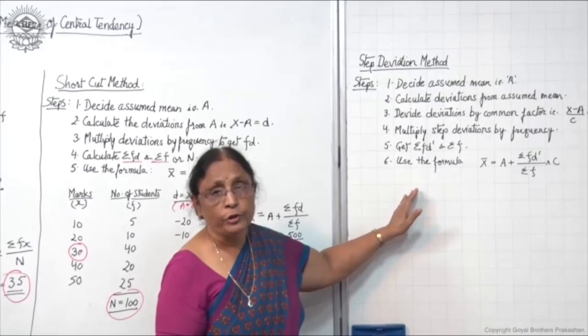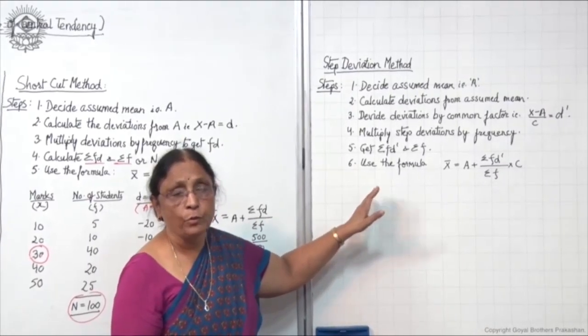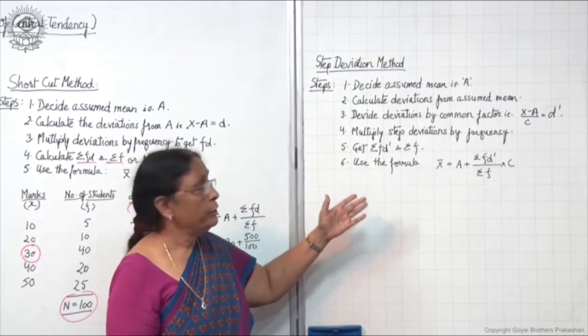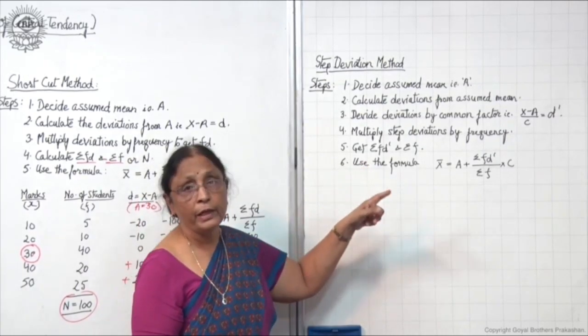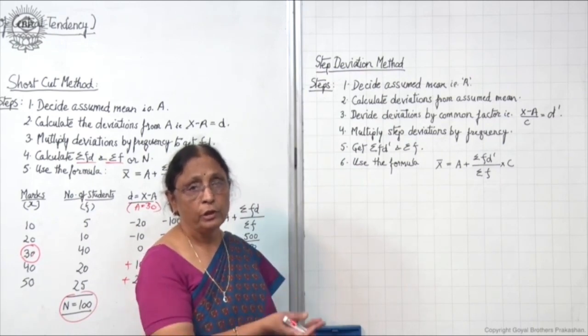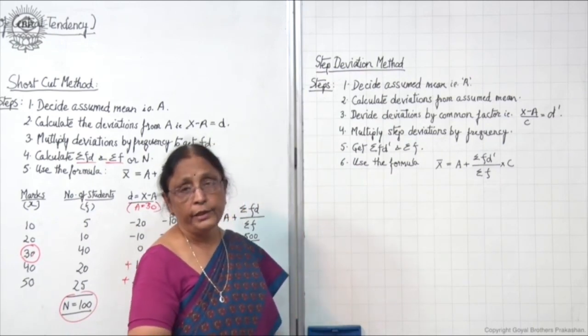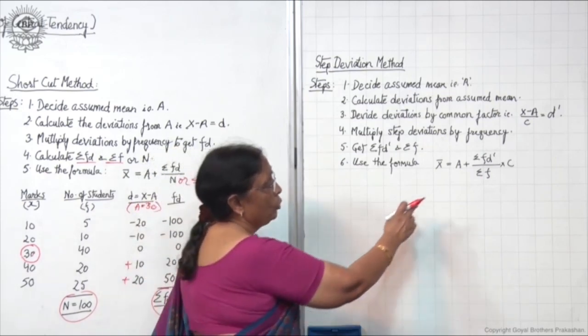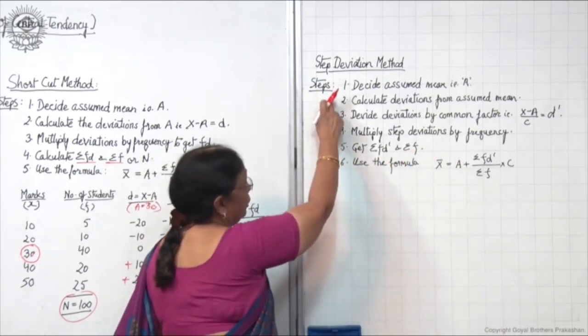As I told you, shortcut method and step deviation method are more or less the same. The only difference is that you have to divide the deviations by class interval or common factor, and later on you have to multiply the data by common factor. Now see the steps.